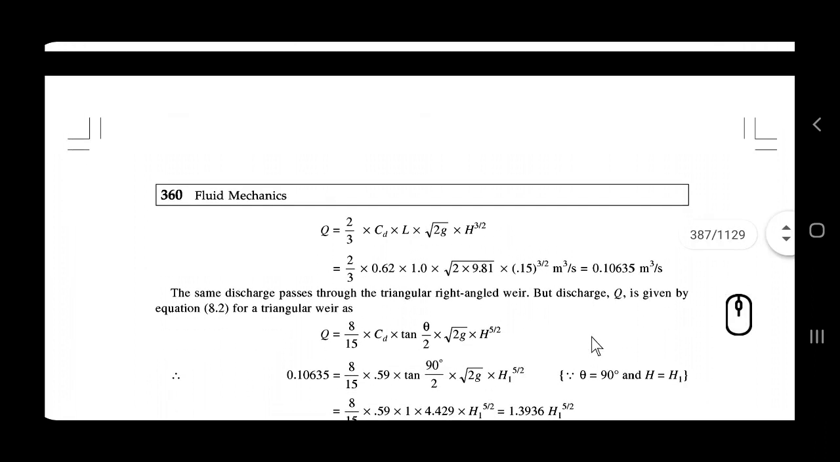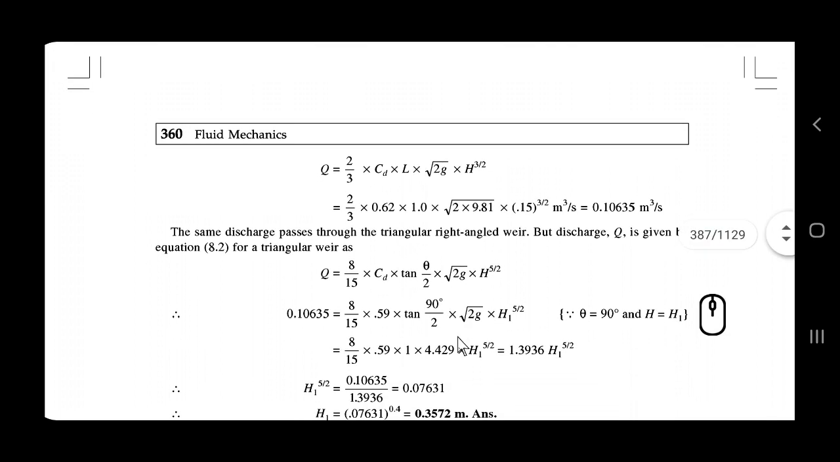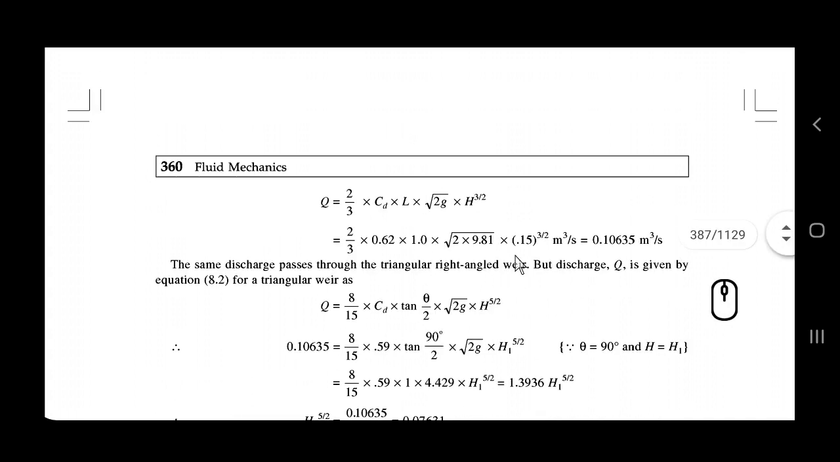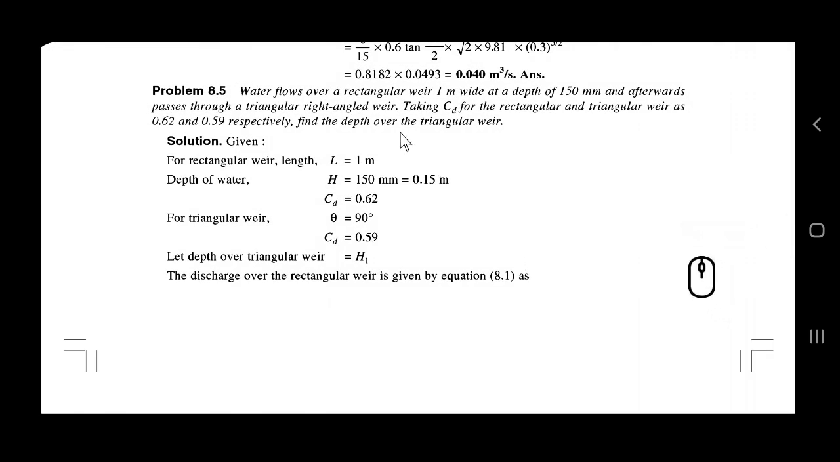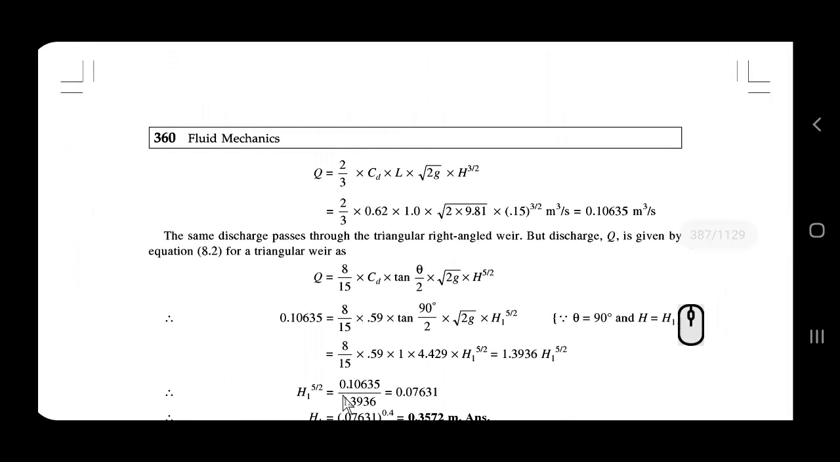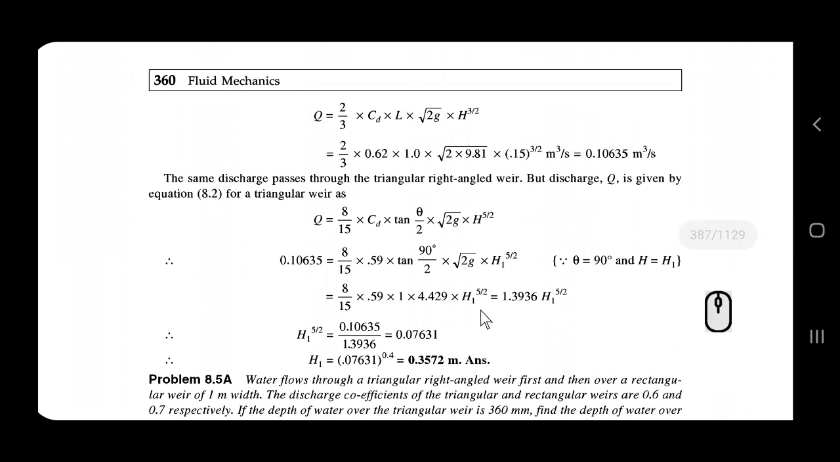The same discharge is flowing over the triangular weir after that. So you have to calculate, okay, what you have to calculate: find the depth over the triangular weir. So you have to calculate H1. Since theta is equal to 90 degree, H is substituted as H1. Okay, so the discharge is the same, since the flow is already over the rectangular weir.